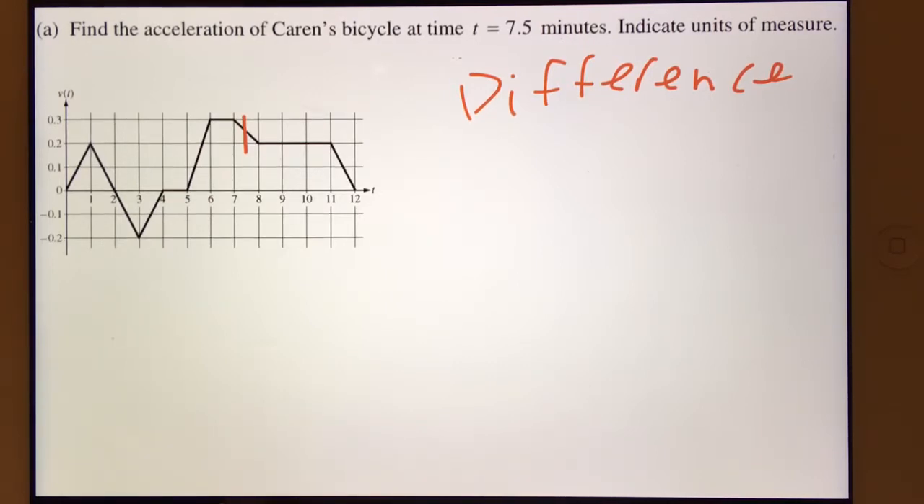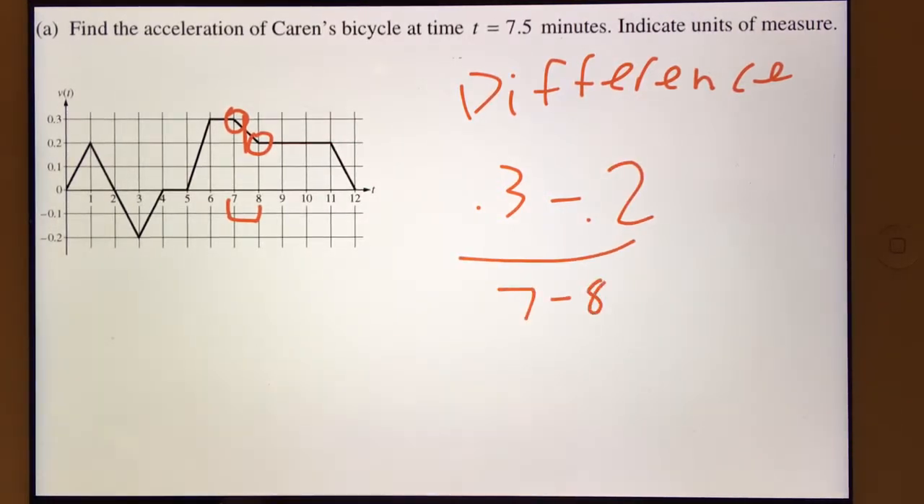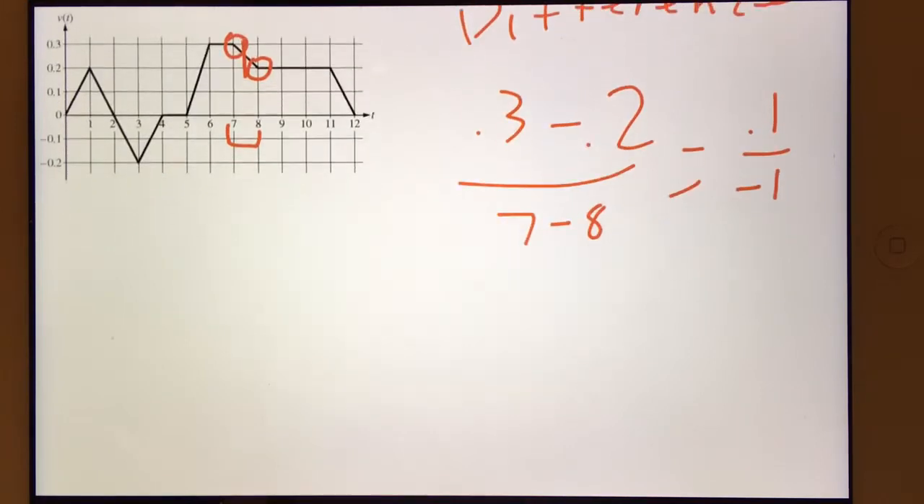So we're trying to find out how much it's changing at that point. So how do we do this? Very simple. We find the value at 7, the value at 8, subtract them, and then divide by the distance. So the value at 7 is 0.3, the value at 8 is 0.2. We do 7 minus 8. If you reduce that, you get 0.1 over negative 1, or if we simplify that, we get negative 0.1.